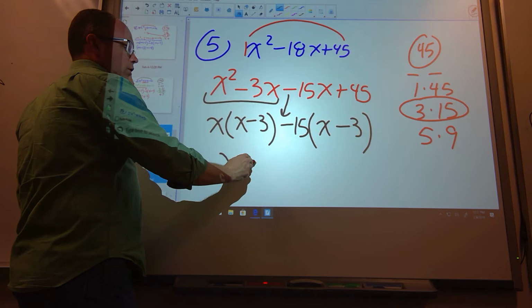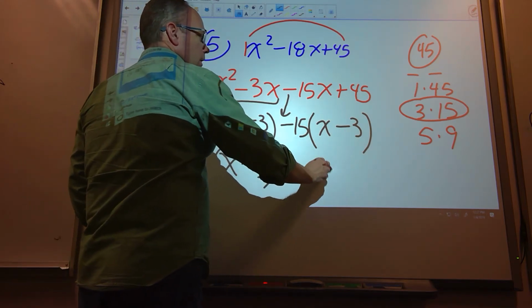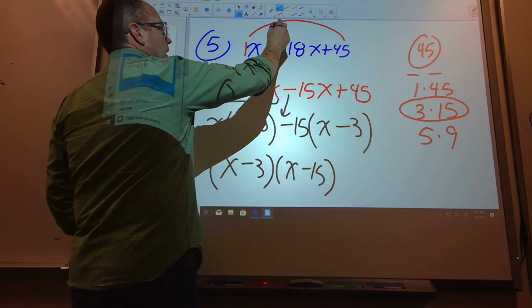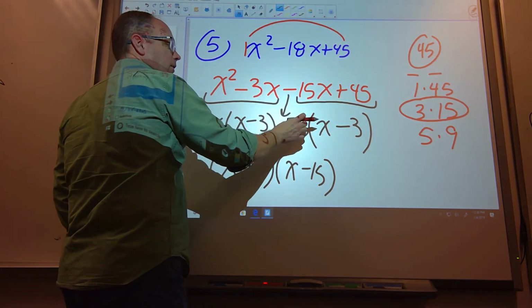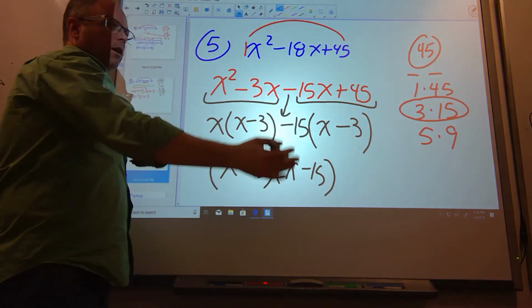But where's the 45 go? Because you did x minus 3. So I broke it down. I look at each. I factor negative 15 out here. Negative 15 times negative 3 is positive 45. I took it out as a factor.